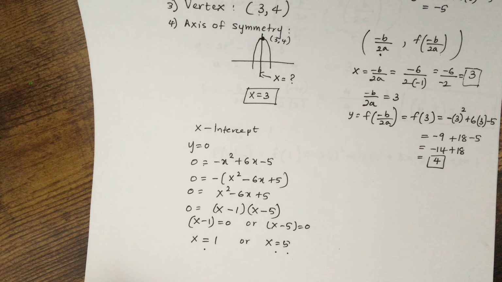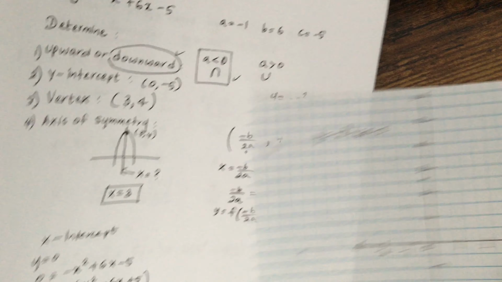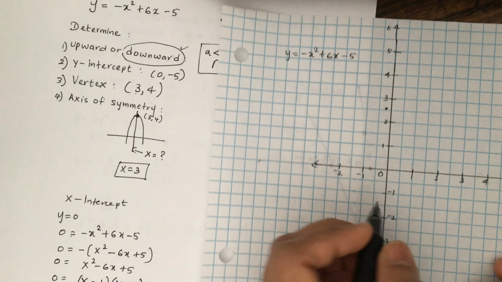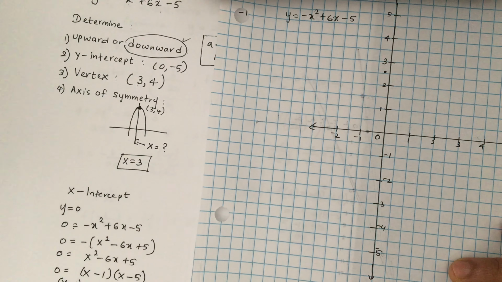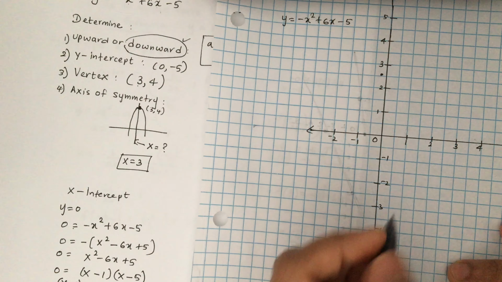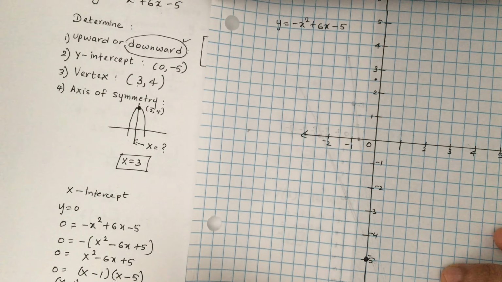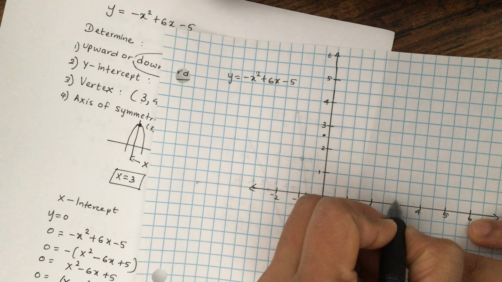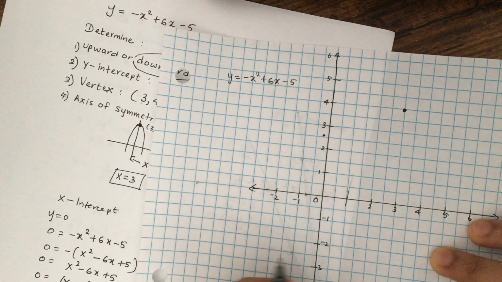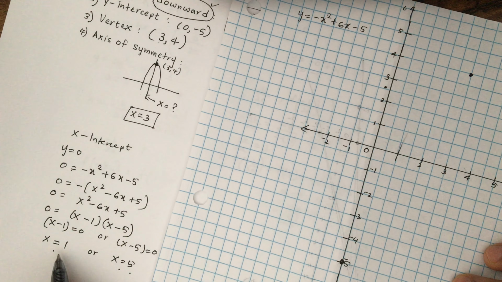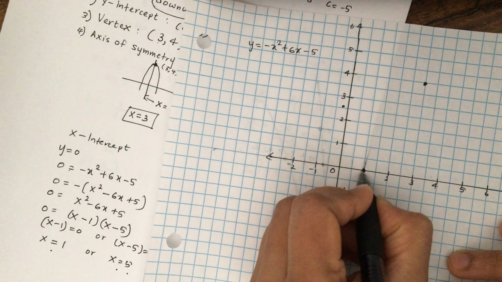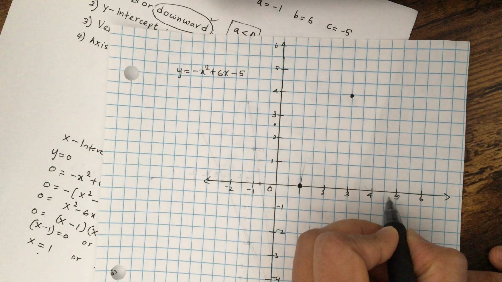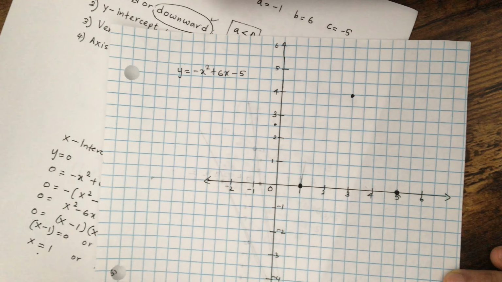Okay, so let's see how to draw this. I have two coordinates, and I'm going to mark those coordinates. One is (0, negative 5), which is this one, and the other one is (3, 4). So here is (3, 4) over here, and my x-intercept is x equals 1. Here is my one intercept, and the other one is x equals 5, which is over here. So two intercepts.